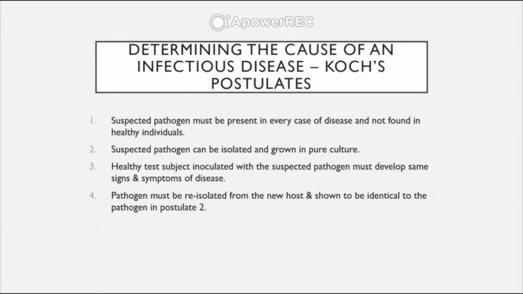Third, if you inoculate a healthy test subject, they may not be susceptible to the disease. For example, they might have an immunity to that disease, and so they simply are resistant, and so they don't develop the signs and symptoms of the disease. So as you can see, there are many holes in why this can't be used for every infectious disease. However, if you can accomplish all four of these, it is a pretty solid demonstration that that particular pathogen is the causative agent for a particular disease.